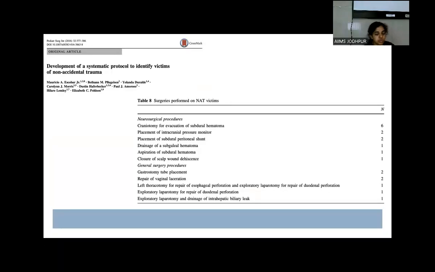They have found that mostly the children of abuse have required neurosurgical procedures such as evacuation of a hematoma, requiring a shunt, requiring aspiration of subdural hematoma, closure of lacerations on the scalp, placement of a gastrostomy tube due to intra-abdominal injury, repair of a vaginal laceration, and even thoracotomy for esophageal perforation and laparotomy for repair of a duodenal perforation, as well as drainage of biliary leak. These are all the types of injuries that presented to this center.